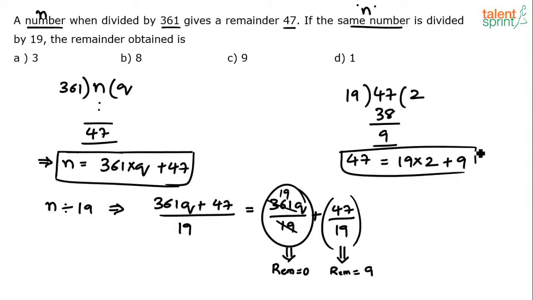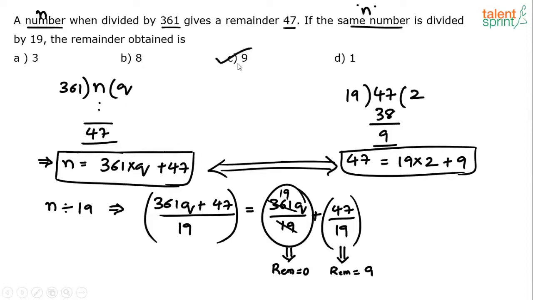Yes or no? Just to give you an analogy, you can compare these two. 47 is the number here, n. 19 is the divisor, like 361 in this case. 2 is the quotient, 19 into 2, 38 plus 9. Anyway, the point is when you divide 47 by 19, the remainder is 9. So when I divide the overall number also by 19, the remainder that I'm going to obtain is only 9, because the first term is divisible by 19. So answer here should be option C.